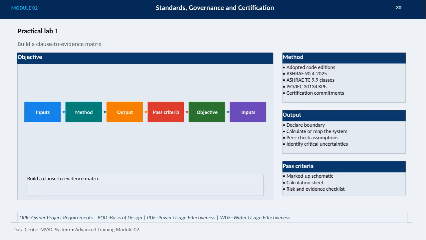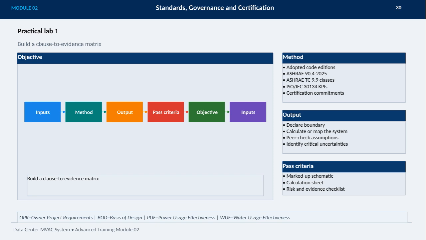In this practical lab, we focus on building a clause-to-evidence matrix, which is a critical tool for ensuring compliance and transparency. Our objective is to systematically map out relevant standards and certification requirements to the actual evidence from the Data Center MVAC system. The inputs include adopted code additions like ASHRAE 90.4 to 2025, ASHRAE TC 9.9 classes, ISO/IEC 30134 KPIs, and specific certification commitments.